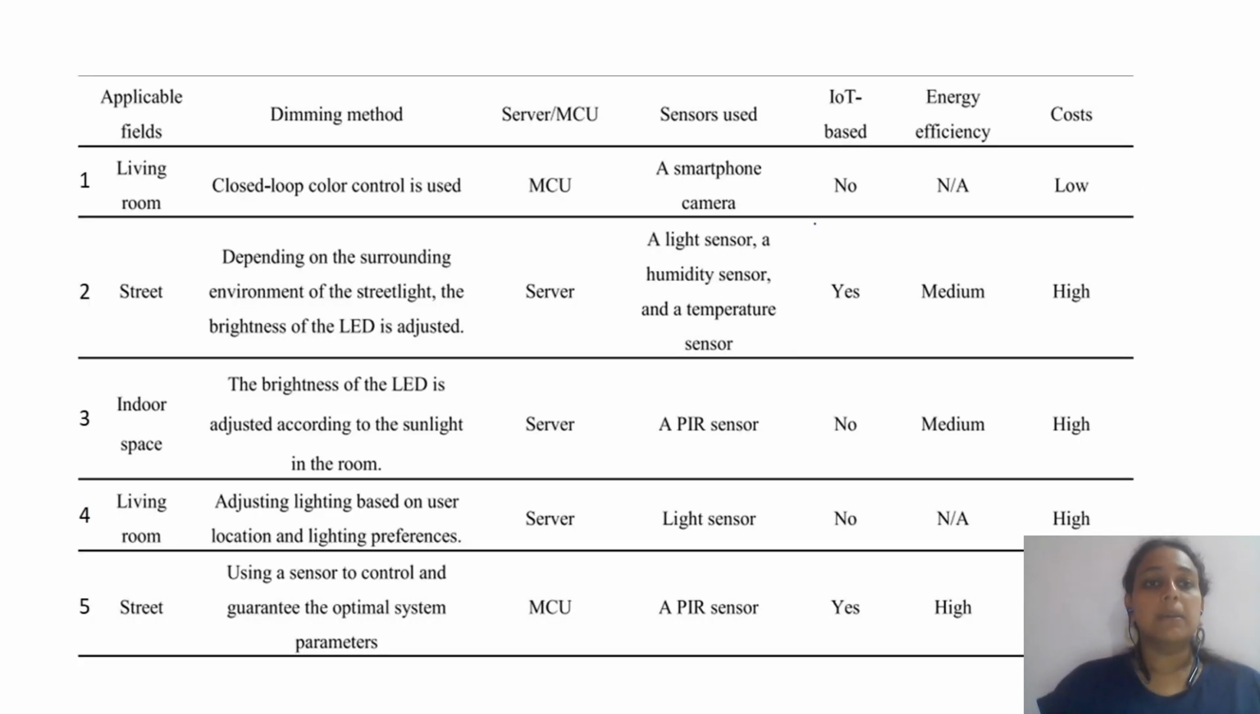So I have done a comparison on all these 8 base papers depending on their application field, the method used, if it is server based or microcontroller based, the types of sensors used, if it is IoT based or not, and whether energy efficiency and cost have been mentioned. We can see in the comparison table that all the base papers are used for different applications, like some are used for living room, some on street, some for indoor spaces. The methods also vary depending on the paper. Some use the closed loop controller, some use environmental strategies, others use the brightness of the LED, etc.